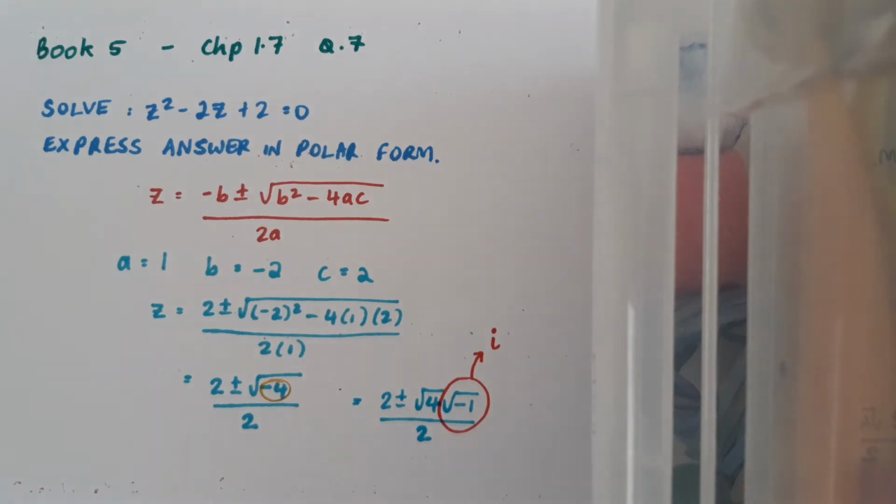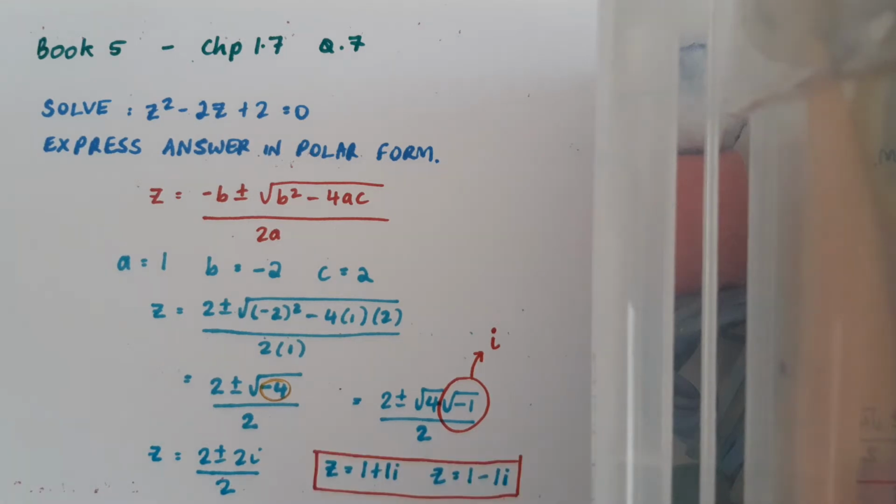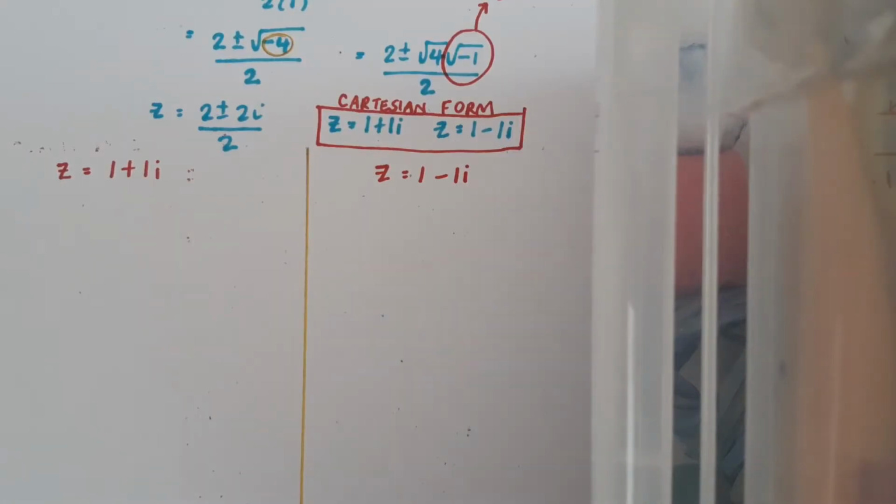So sorting out my root 4, I get z is equal to 2 plus or minus 2i over 2. And then finally, simplifying it down, my last step, I get the roots of my complex quadratic, z equals 1 plus 1i, z equals 1 minus 1i. But the only issue now is that these answers are in Cartesian or rectangular form, and the question has asked me to give them in polar form. So I'll have to convert each of these separately into polar form, and then I'll be finished the question.